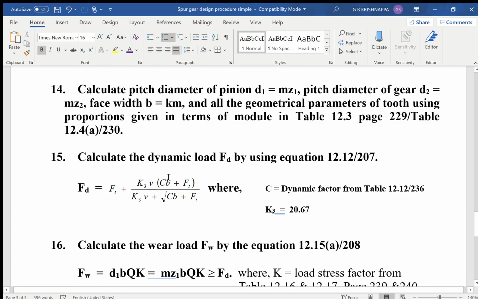Step 15. Calculate the dynamic load Fd by using equation 12.12 page 207, that is Fd is equal to Ft plus K3 into V in the parenthesis C into B plus Ft, divided by K3 into V plus under root C into B plus Ft, where C is the dynamic factor which can be obtained from table 12.12 page 236. K3 is equal to 20.67 in SI units.